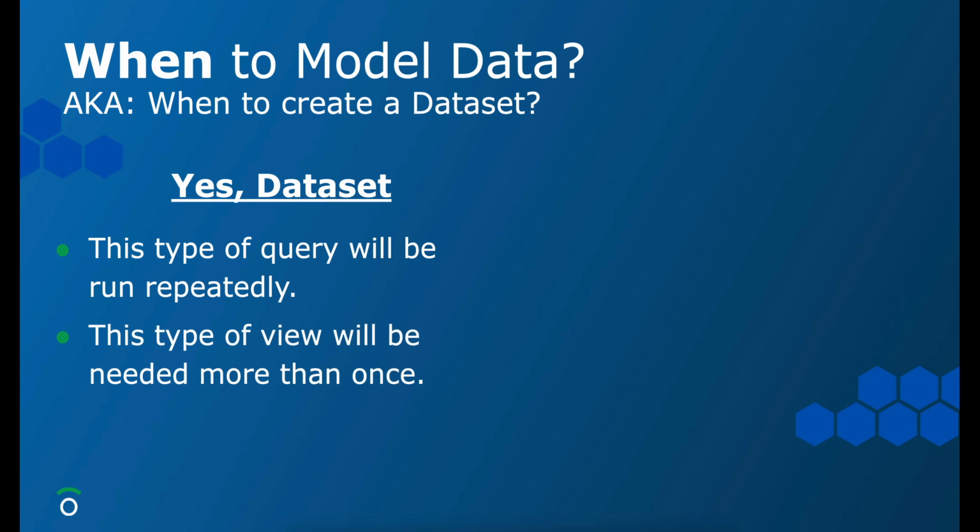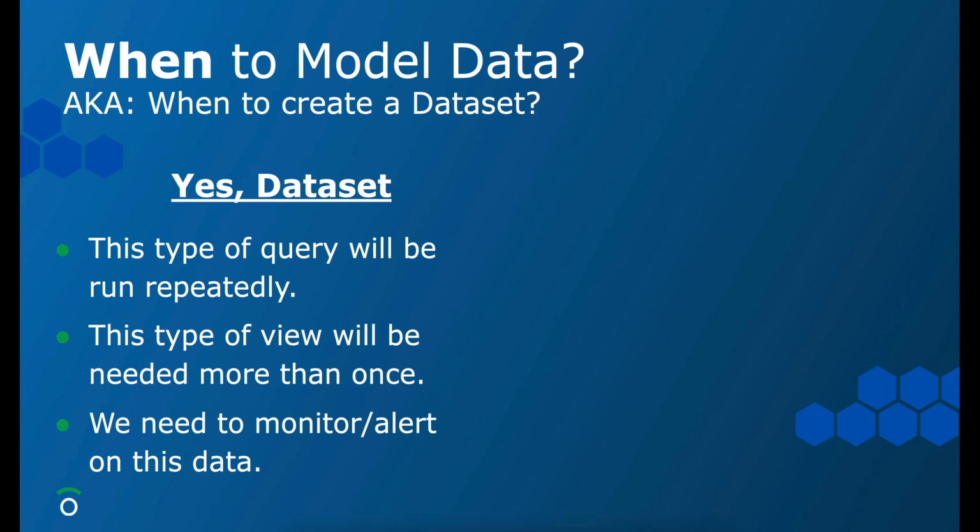More than just looking at logs and event data, is this a specific type of view, maybe a visualization, that will be needed more than once by yourself or the remaining team? This could be time series data to look over the number of logs, errors, or the latency within your application. If this is something that's needed regularly, yes, we would want to model this and publish it as a data set. And lastly, in the case that we need to monitor or alert on a specific set of data, like app errors, then we would want to model this into its own data set to make that monitor most efficient.